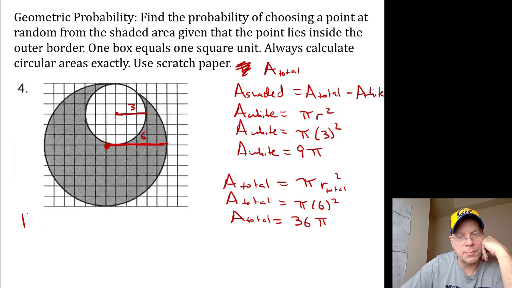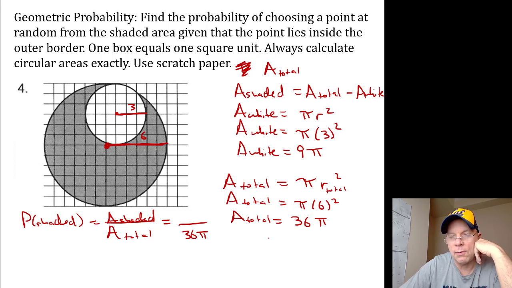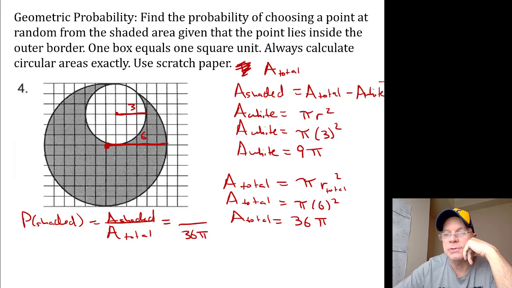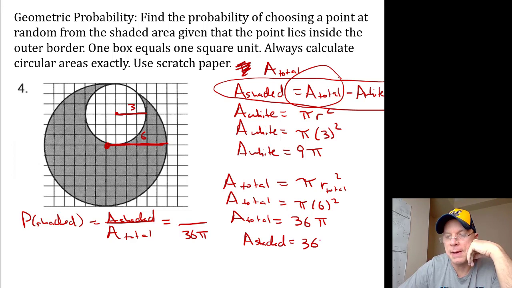But for the probability of shaded, we want the shaded area compared to the total area. We just figured out total area is 36 pi, but we don't yet have the shaded area. But we can use this relationship, understanding that the total area minus the white area would leave us this gray shaded region. So the area of shaded equals total area, 36 pi, minus the white area, which we calculated was 9 pi.